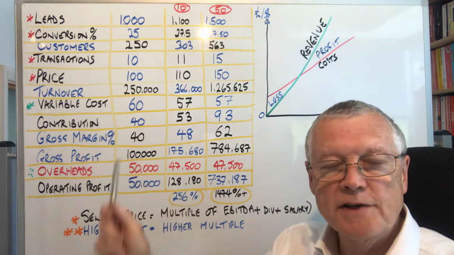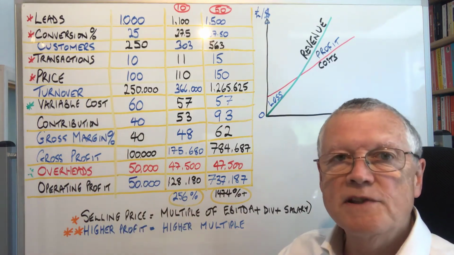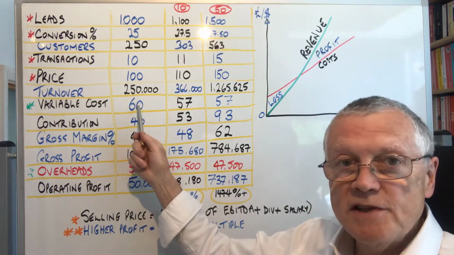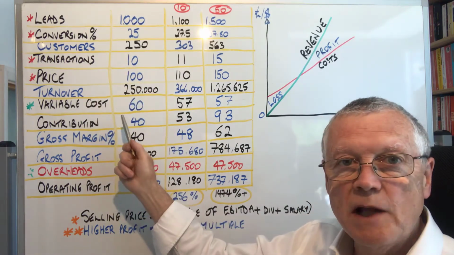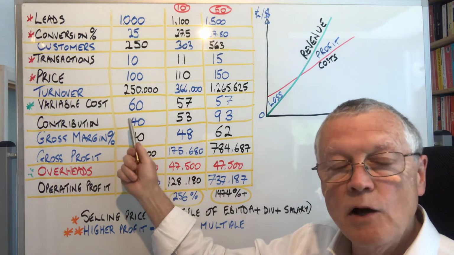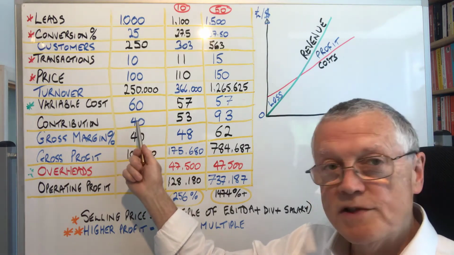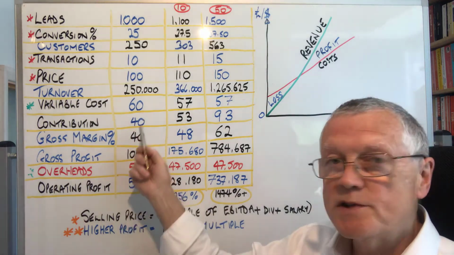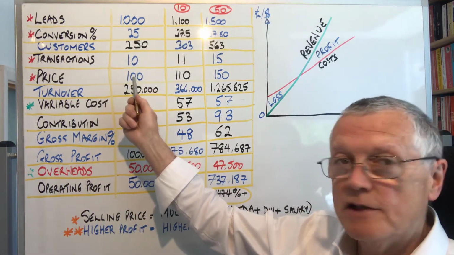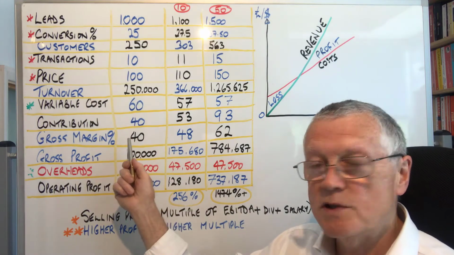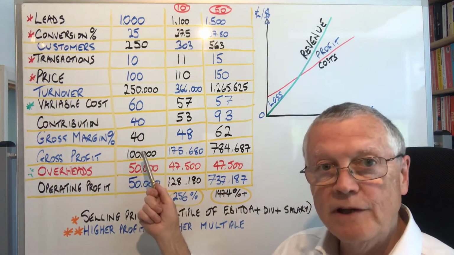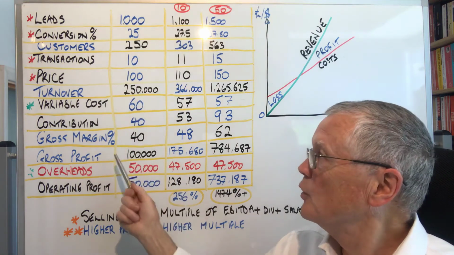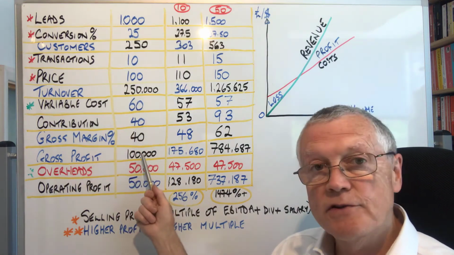Our variable costs, so the cost of supplying these things that we're selling, the cost of making them or buying them in is 60, and we're selling them for 100. So each time we sell one, we make a contribution towards our overheads and our profit of 40. Our gross margin is what we make on everything we sell, the 40 divided by the price, which is 100. So our gross margin is 40%. Our gross profit is therefore 40% of our turnover, which is 40% of 250,000, which is 100,000.